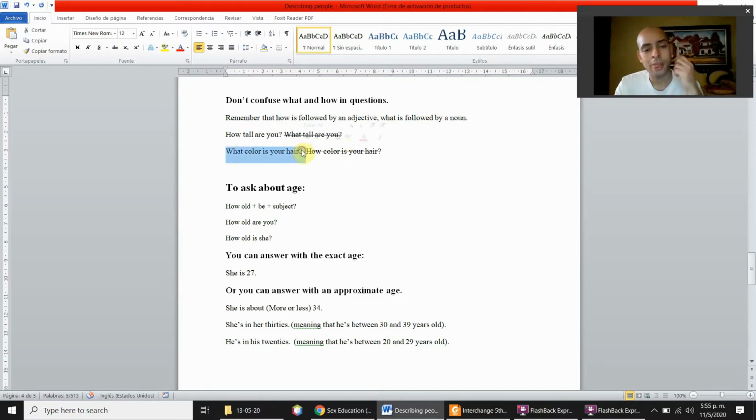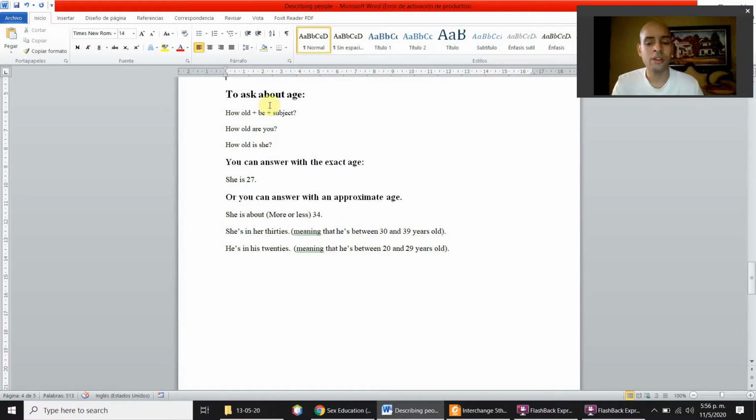What color is your hair? How color is your hair is not correct. That's not how we use how or what. As you can see, how tall, how is followed by an adjective. What color? This is a noun because it's not exactly a color. If it was red or blue or yellow, then it's an adjective. But the word color is not an adjective; it's a noun.